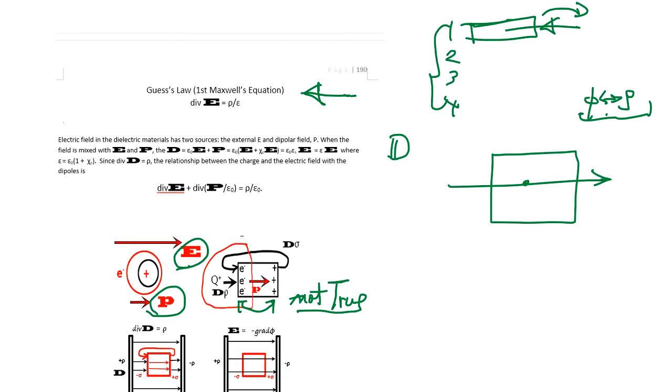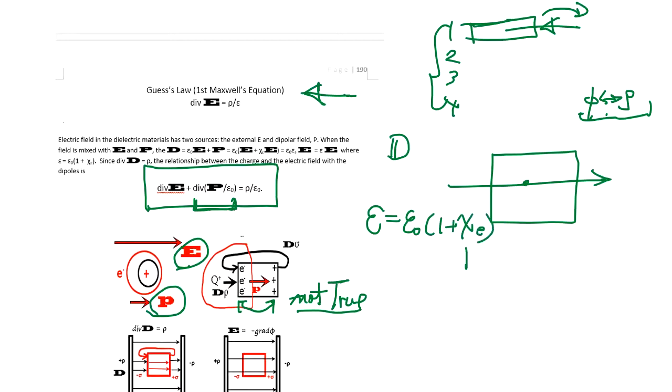It affects the potential field equation. And how does it affect it? Well, divergence of E plus divergence of P over epsilon 0, we have this additional term, equals rho over epsilon 0. So how much P is induced? It's going to be epsilon equals epsilon 0 times (1 plus chi) E. This is the rate of induced dipole.